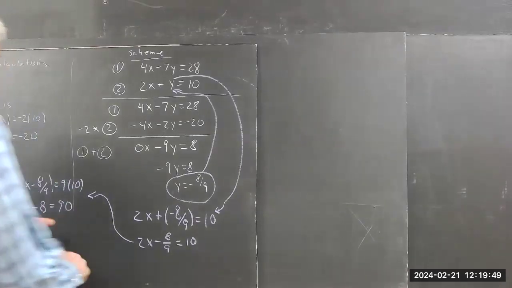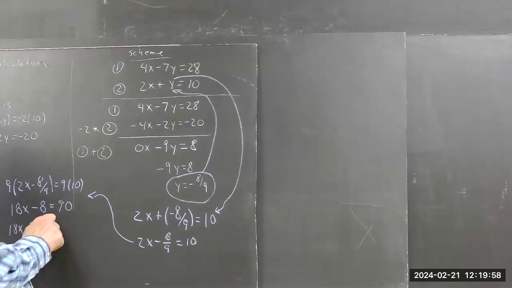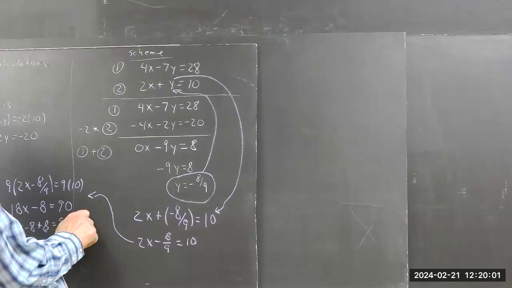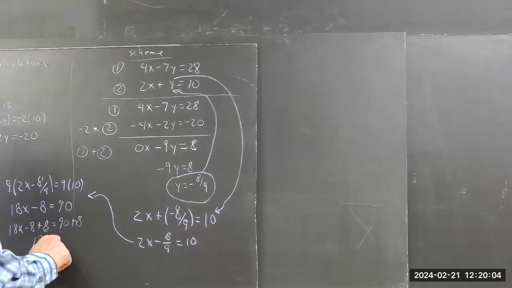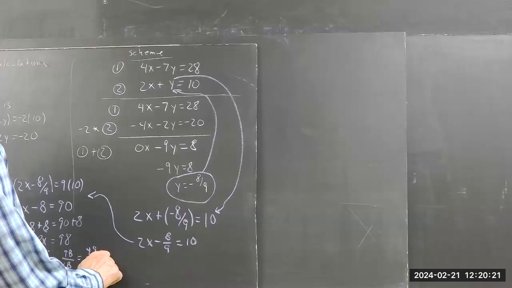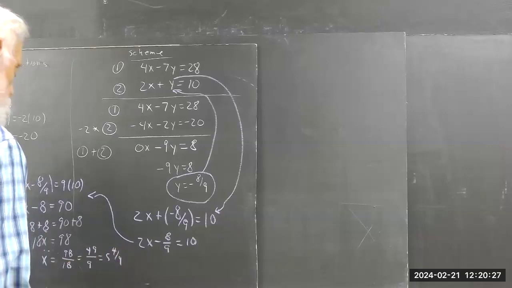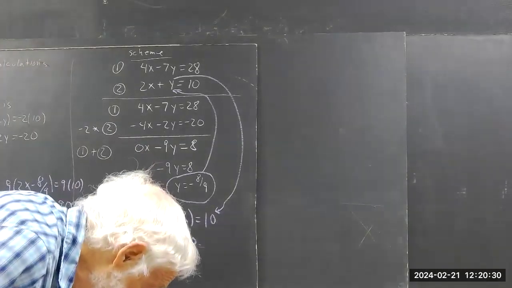Okay, how do we solve this? We add 8 to both sides. We get 18x equals 98. Now, skipping a step here, you should include it. You get x equals 98 over 18, which reduces to 49 over 9, which is 5 and 4 ninths, if we want to make a comparison with our graphical solution.